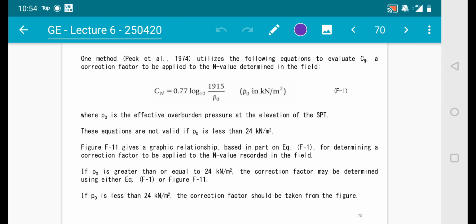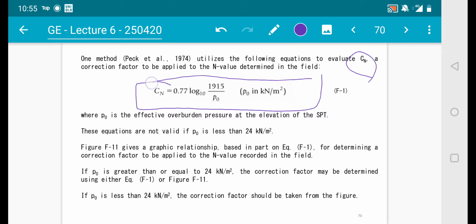The first method was established by Peck and others in 1974. It utilizes the following equation to evaluate Cn, a correction factor to be applied to the N value determined in the field. If you look at F1, it relates the correction factor with some values and also the effective overburden pressure. Now this equation is not valid if the effective overburden pressure is less than 24 kN per meter square. So please take note of this.